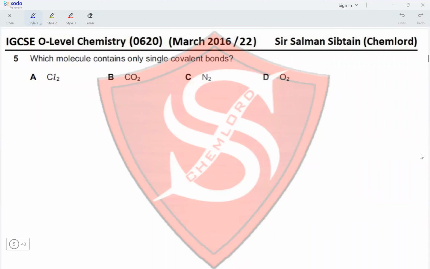Question 5. Which molecule contains only single covalent bonds? So a molecule of chlorine has a single covalent bond between two chlorine atoms. For CO2, we have a C double bond O on either side. For nitrogen, we've got two nitrogen atoms with a triple bond between them. And for oxygen, we've got two oxygen atoms with a double bond between them.